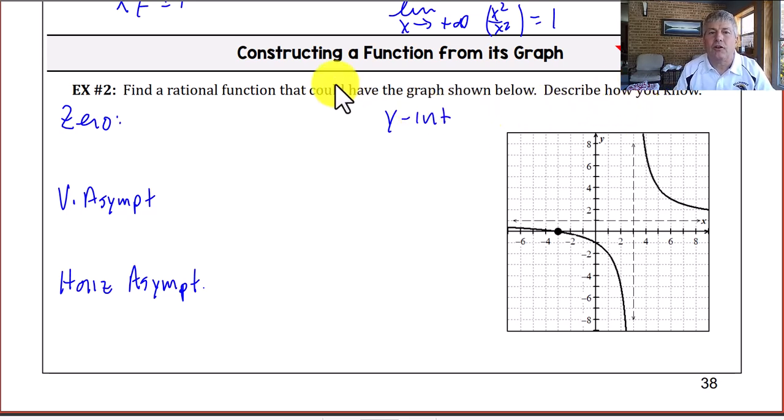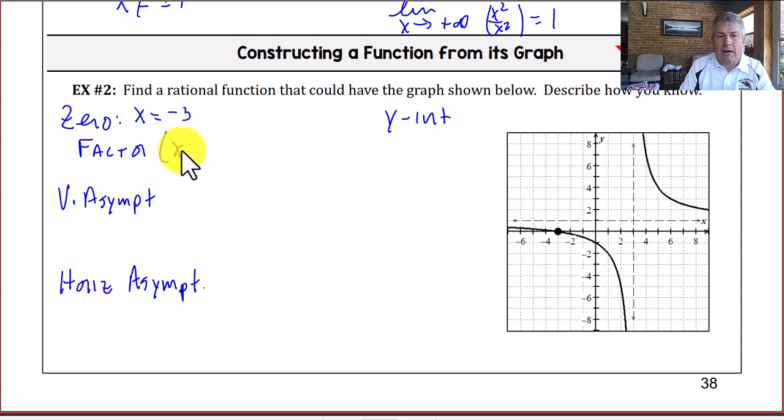Example 2 asks us to construct a function from its graph. So we're going to work backwards here. Now that we have the graph, we want to work backwards to the function. A couple things we can note right away. We have a 0 at x equals negative 3. So that would create a factor of x minus negative 3, or if you will, a factor of x plus 3, and that's going to be in our numerator.